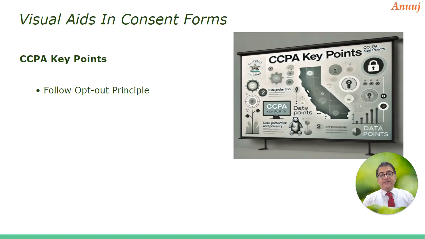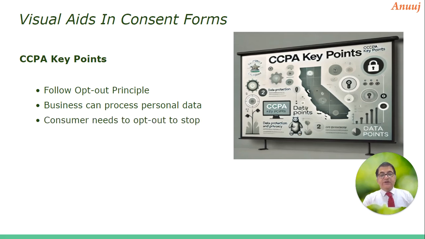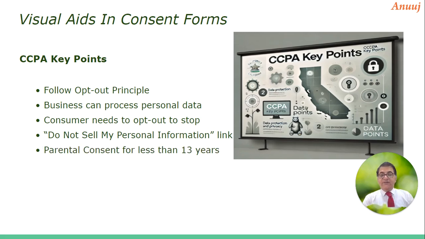So key points: you follow an opt-out principle. Businesses can process any personal data until you go and select an opt-out process. So there has to be a way by which people can opt out of it. There could be perhaps a link on the website of the company which says do not sell my personal information. So if you don't want your personal information to be processed or shared, you go and check mark over there, and so your personal information would not be used beyond that level.